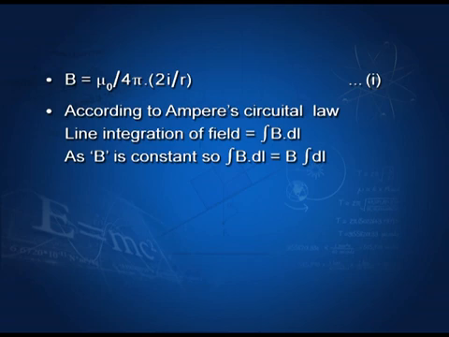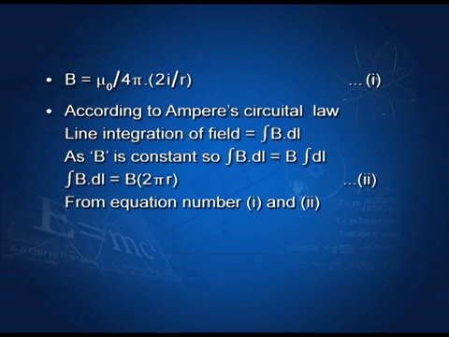So ∮B·dl can be written as B ∮dl. Again, the integration of dl is equal to the circumference of the whole loop, so ∮dl equals 2πr. So we can write ∮B·dl equals B × 2πr. From equation 1 and equation 2, we get ∮B·dl equals μ₀ times I.